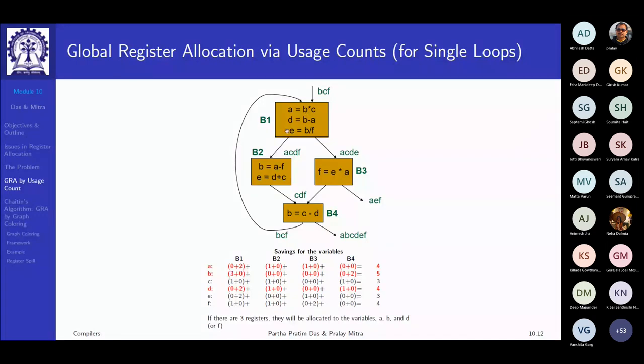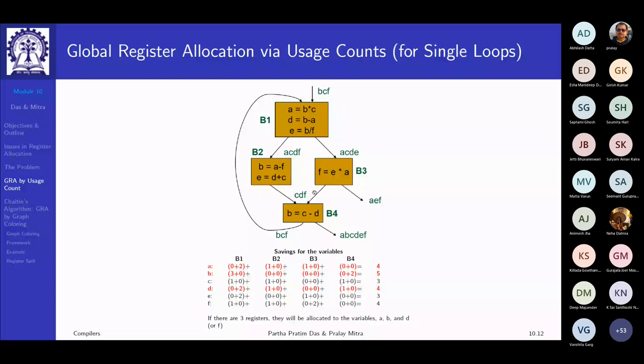Now B is neither live nor defined in B1, neither live on exit nor defined in B1. So the live and computed predicate is false. You get a 0, 3 plus 0. In B2, B is not there. You get 0 plus 0. In B3, it's not there. You get 0 plus 0.